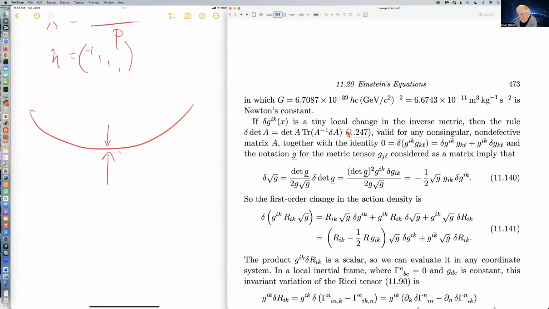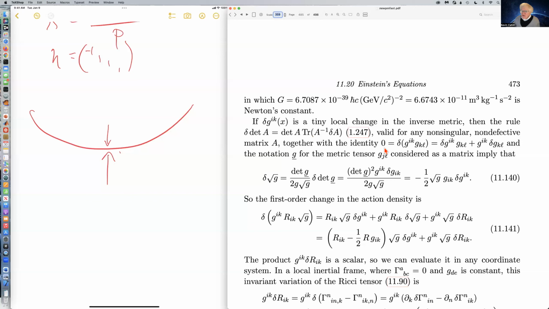And remember, back when we talked about determinants, we learned that the variation in the determinant of a matrix is the determinant of the matrix times the trace of the inverse of the matrix times the variation of the matrix. So the variation of the determinant of a matrix is the determinant of the matrix times the trace of the inverse of the matrix times the variation, or the change, in the matrix.